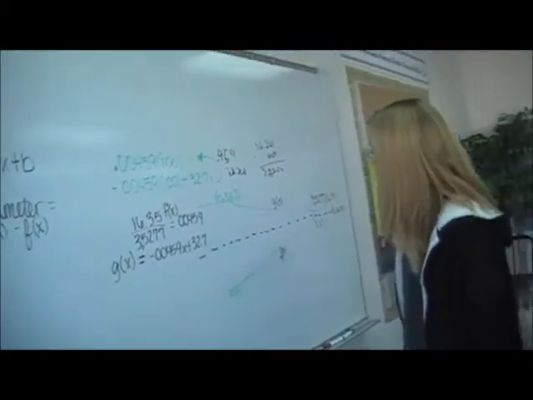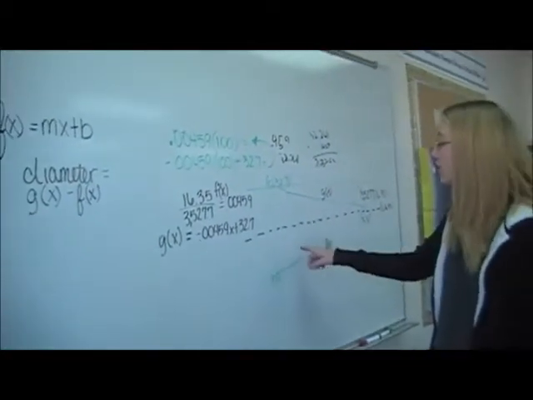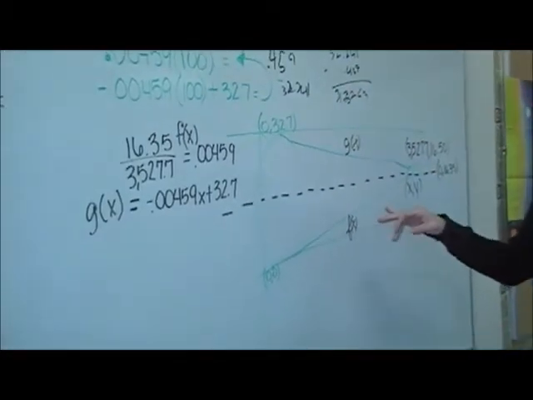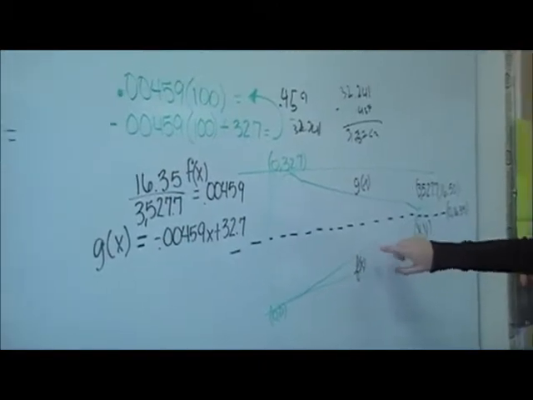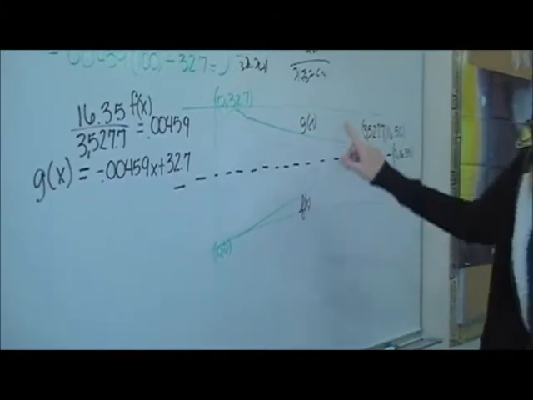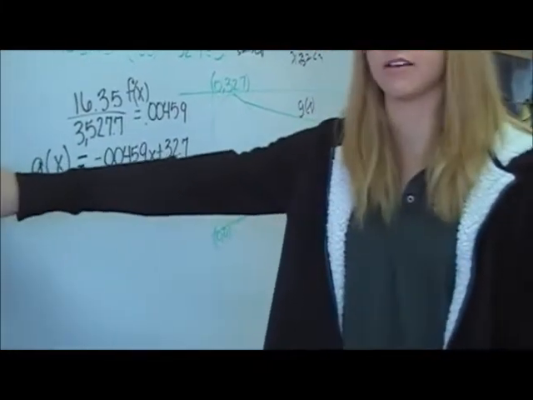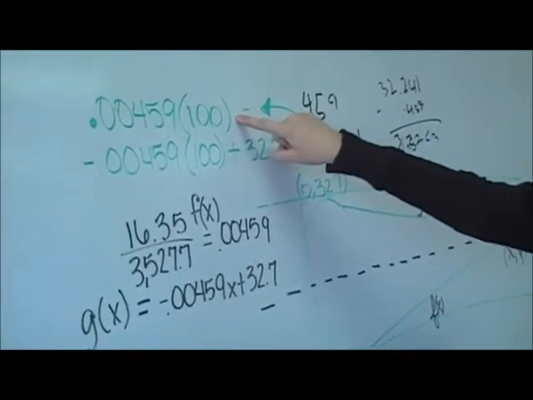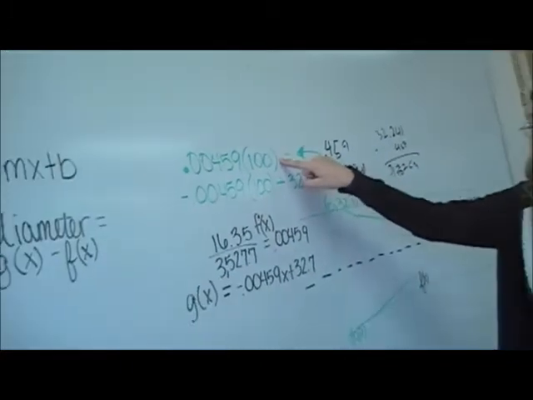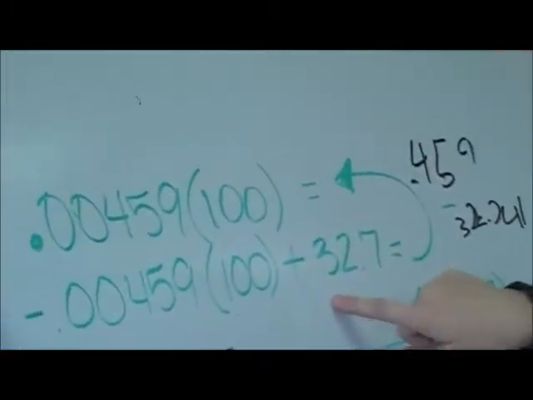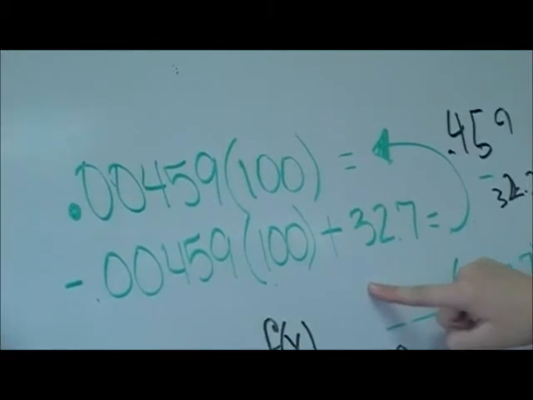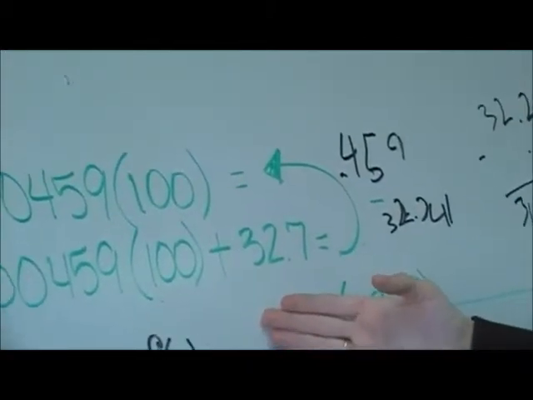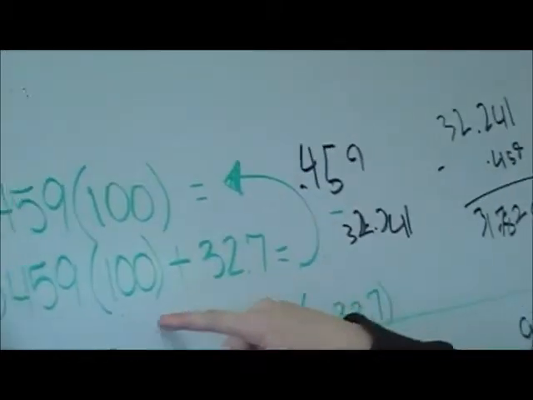So finding the slope for finding the increment, the diameter of the increment would be using the two slopes, f of x and g of x. And to find the diameter, you have to use g of x minus f of x. So this equation is the equation for the slope of f of x, and this equation is the equation for the slope of g of x.